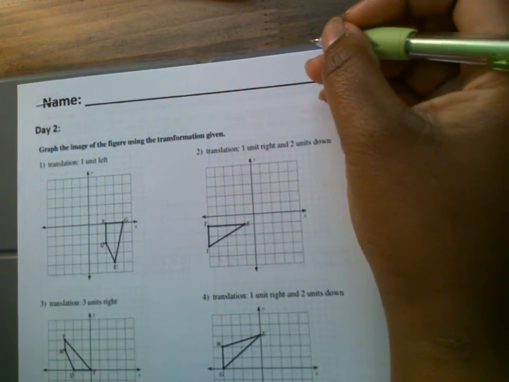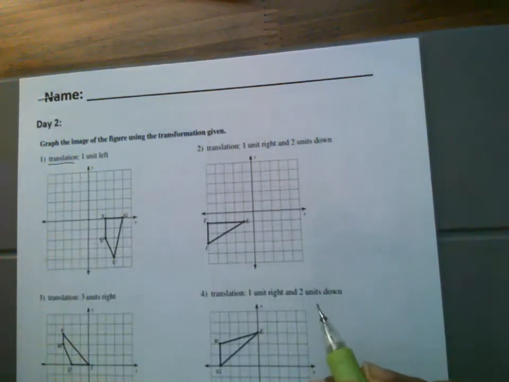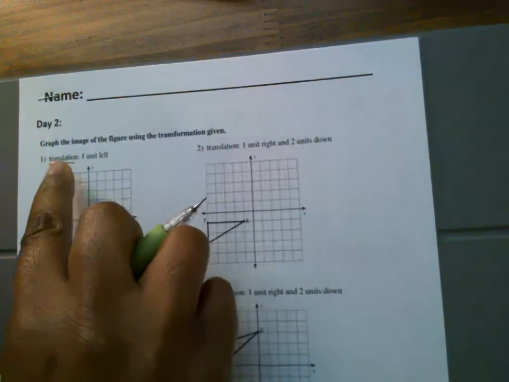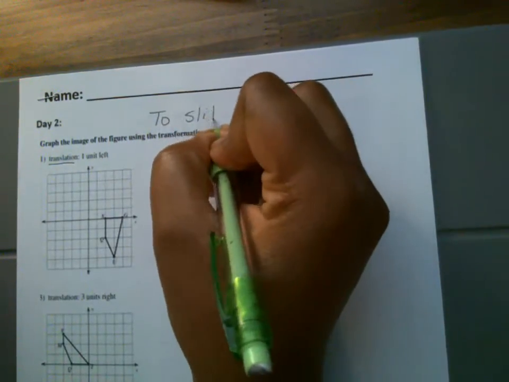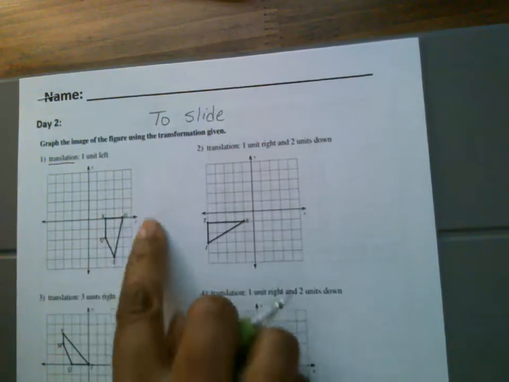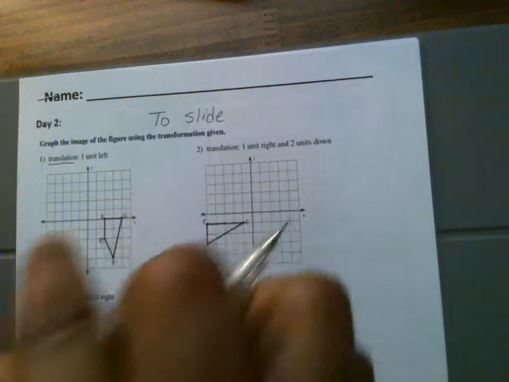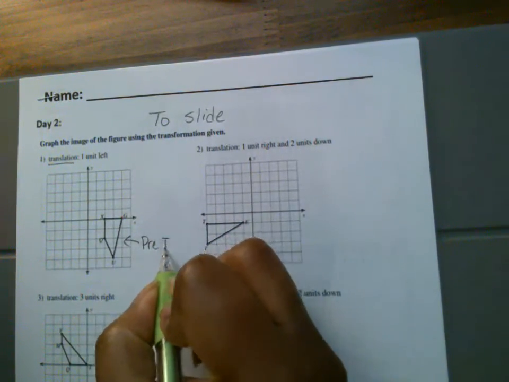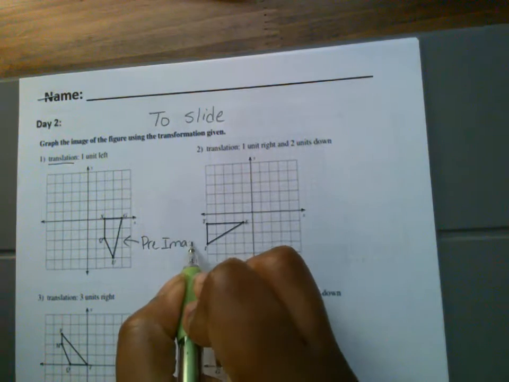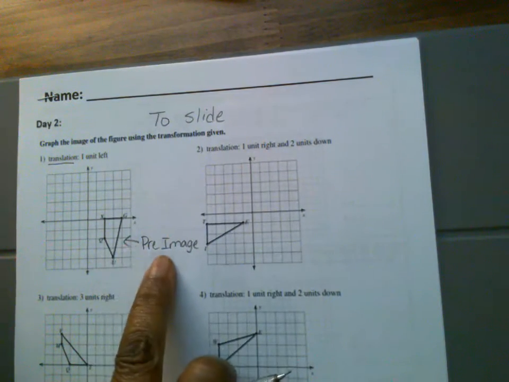Okay, here we're going to be doing translations. Remember, a translation is one of those transformations. Translation is to slide. So we're going to be sliding these objects. This first object, where a first object currently is called its pre-image. That's before it moved. This is before the move.